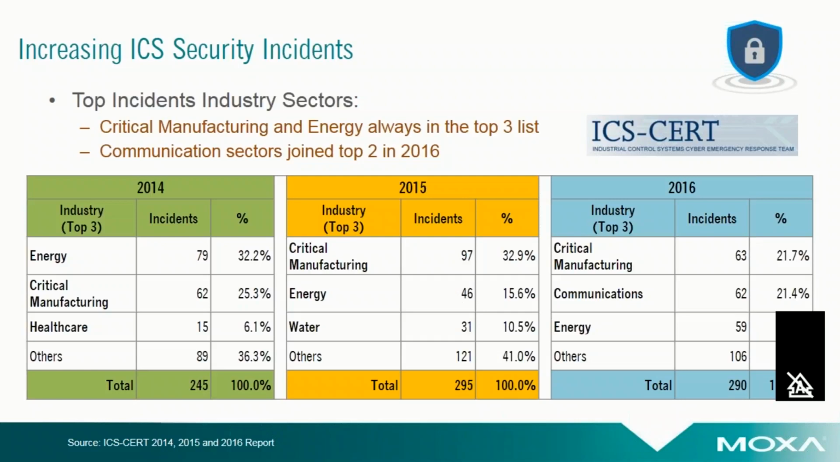the industry. According to data collected by ICS-CERT, they see the critical manufacturing and energy sectors consistently in the top three as far as the number of incidents between 2014 and 2016. The 2017 data should be coming out soon, and I'm sure we'll share that as it becomes available to us. In addition, the communications sector is now in the top two, and the communications sector represents the communication infrastructure of all businesses. Security is definitely a concern now in industrial control systems.